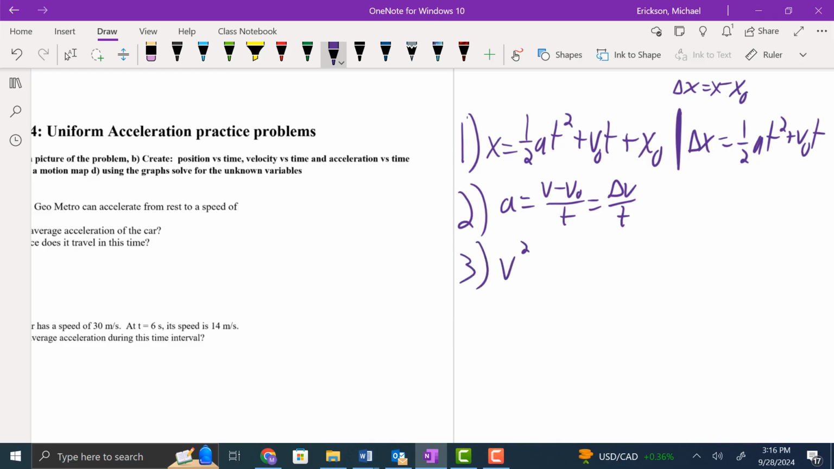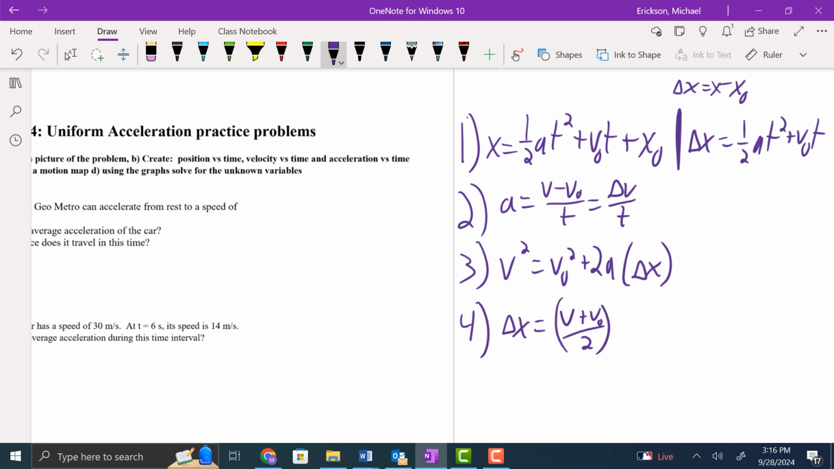Here's another equation. V final squared is equal to v initial squared plus 2a delta x. Sometimes that delta x is written out as x minus x naught. And then the fourth equation is delta x is equal to v final plus v initial over 2 times t. So these are our four equations that I'll be referring to. Sometimes you can subtract two of the same variables to be like delta x or delta v. Either way, they're usually referring to the same thing.